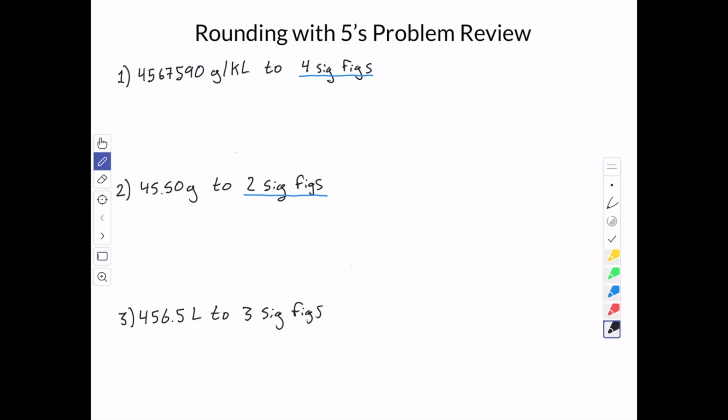Okay, so let's review the problems that we just worked to make sure that we understand the rounding rules with fives, because they can be a little tricky.